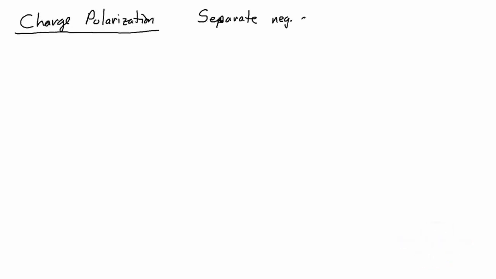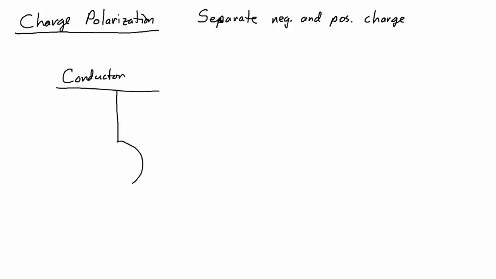Okay, the next key idea is charge polarization. The basic part of this is that we're separating negative and positive charges. Where students often make mistakes with this is in thinking that polarization can only happen in certain conditions. So first we'll look at polarization in a conductor. Imagine that we have a conductor attached to the ceiling, some metal ball.